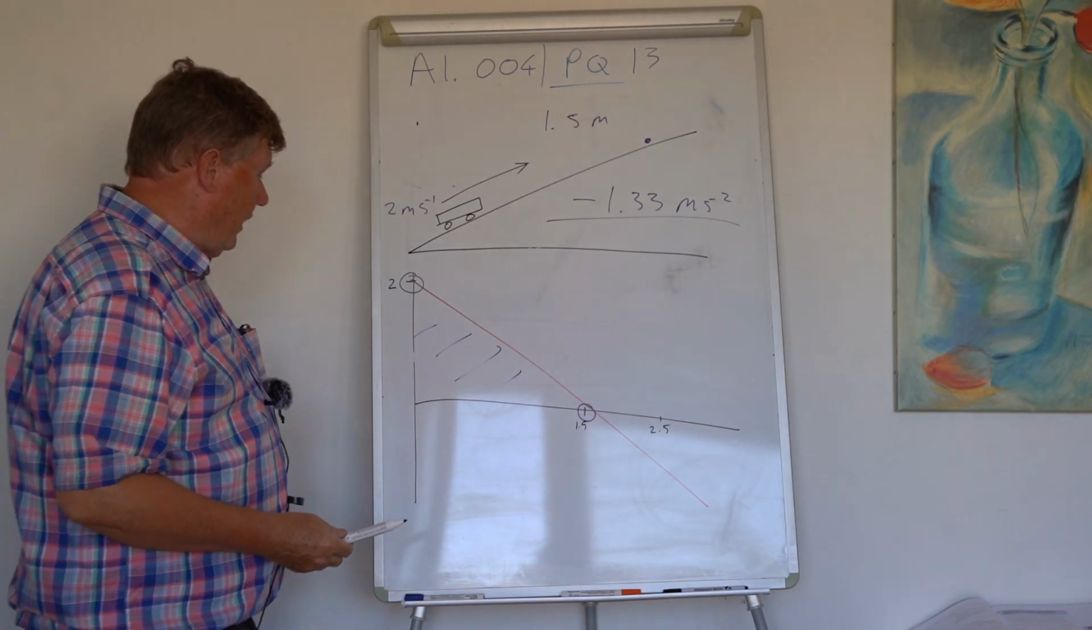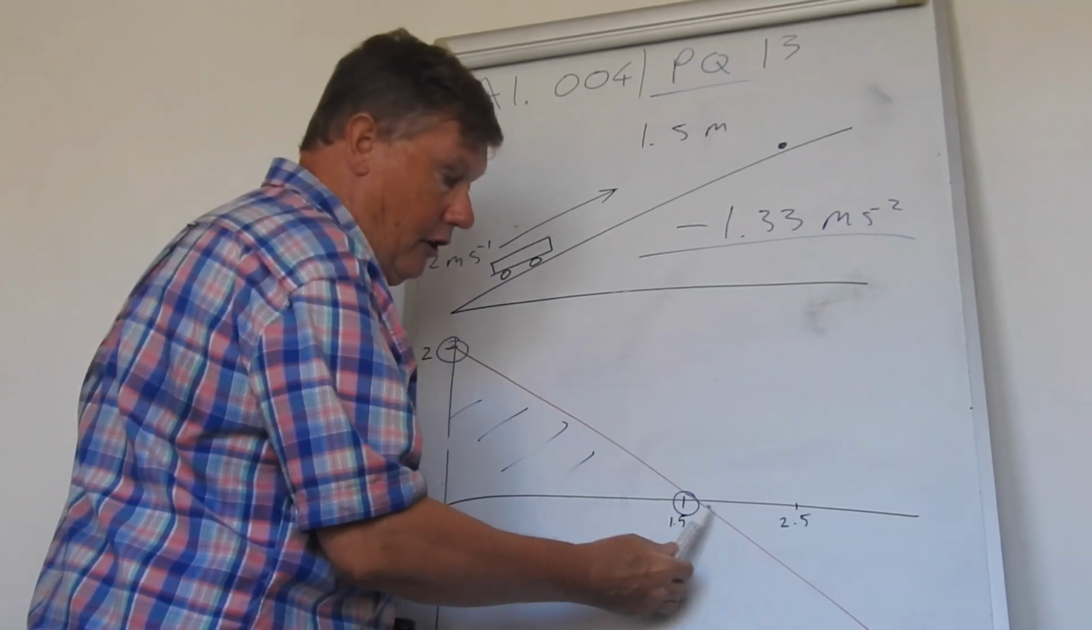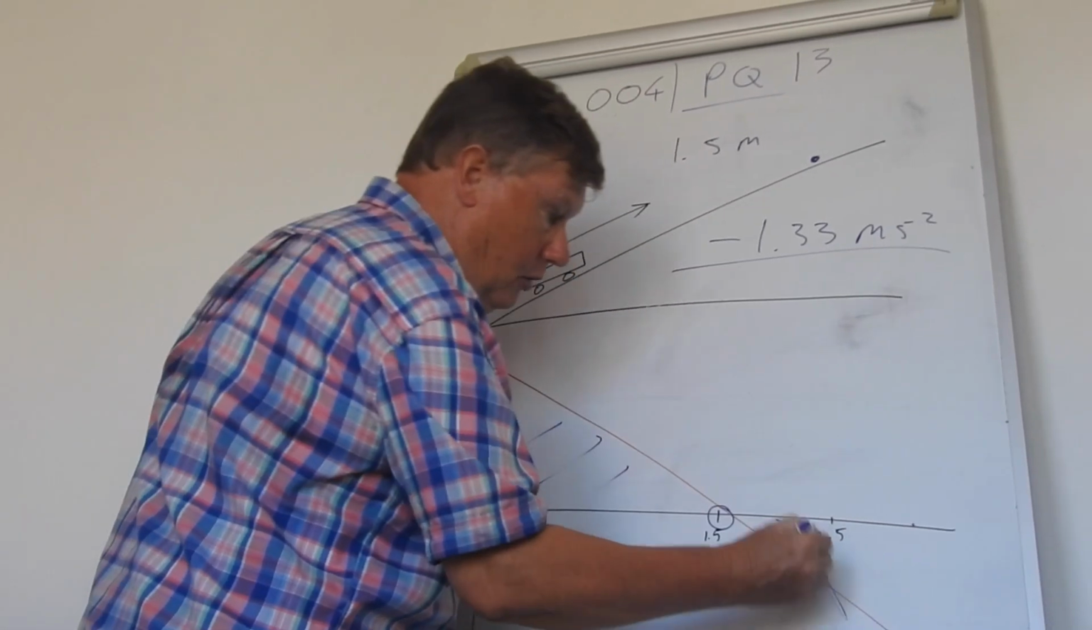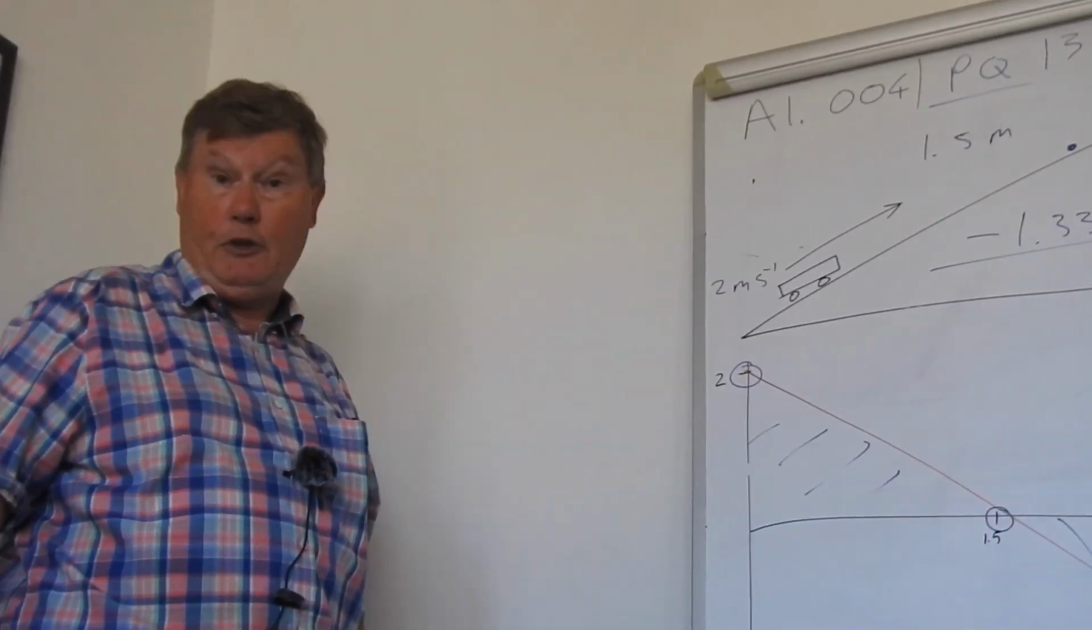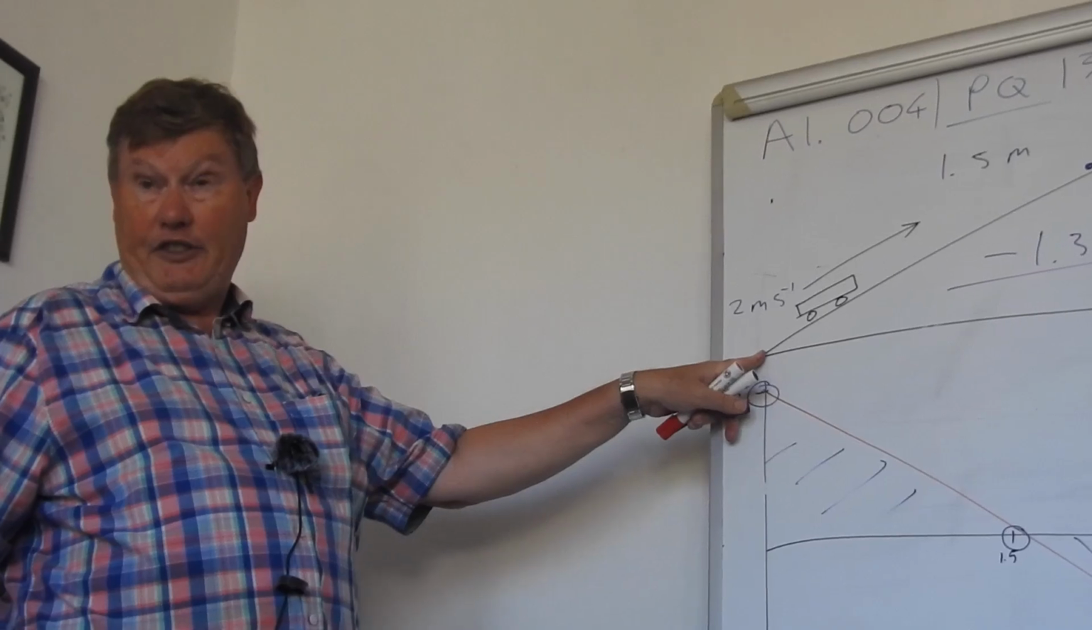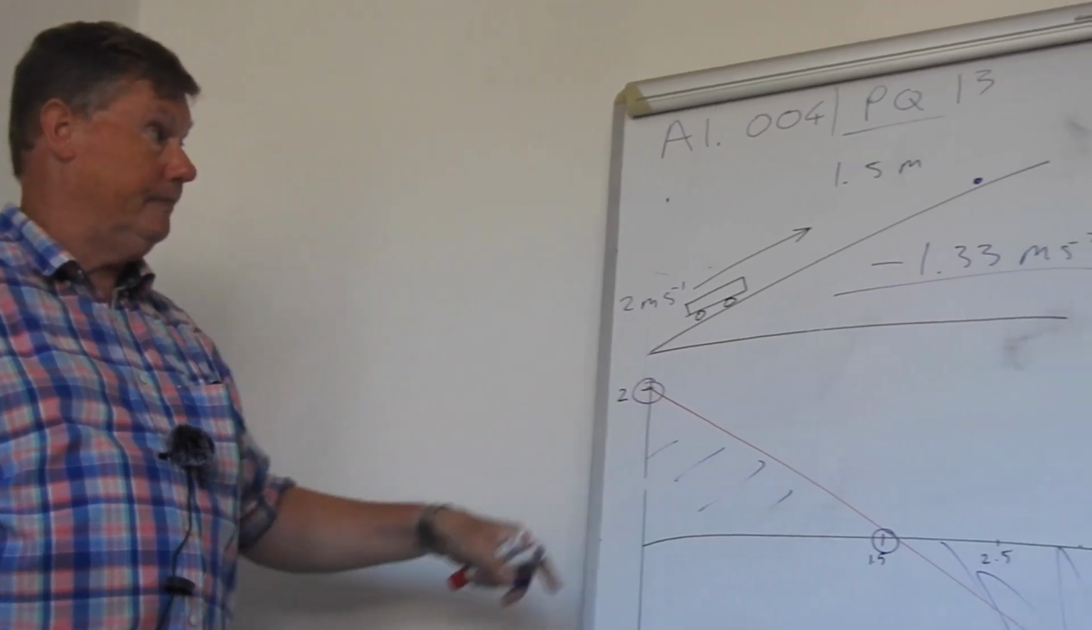What else do we know? Well, we also know that if we had the graph extended out to 3 seconds, the size of that triangle would exactly match the size of that triangle if we took it out to 3 seconds, because after 3 seconds it would come back to exactly where it started, but that's not shown on the graph.